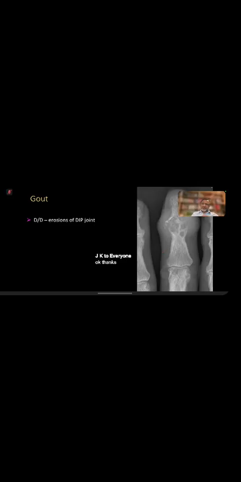Gout can occur there, but you should have more destruction in Charcot's arthropathy. The question is what is the differential diagnosis of gout versus Charcot's, how to differentiate? There is more debris, more disorganization of the foot in Charcot's, and just ask the history. The patient will have no pain. It's very important.